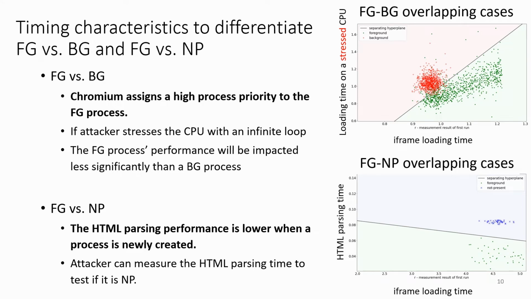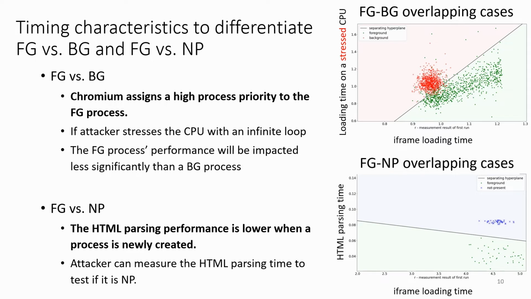For FG versus BG, we find that Chromium assigns a high process priority to the FG process. If the attacker stresses the CPU with an infinite loop, the FG process performance will be impacted less significantly than a BG process. As you can see, these dots can be separated along the vertical dimension, which is about the second measurement on a stressed CPU.